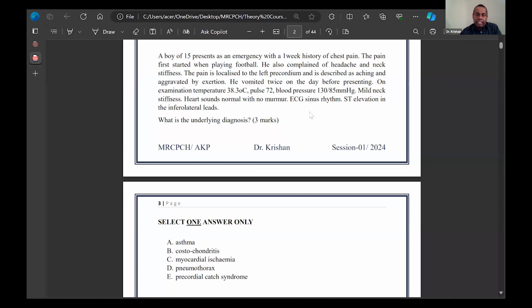On examination, temperature is 38, pulse rate 72, blood pressure 130/85. Mild neck stiffness was noted. Heart sounds are normal with no murmurs. ECG, sinus rhythm, ST elevation in inferolateral leads. What is the underlying diagnosis? Underlying diagnosis.